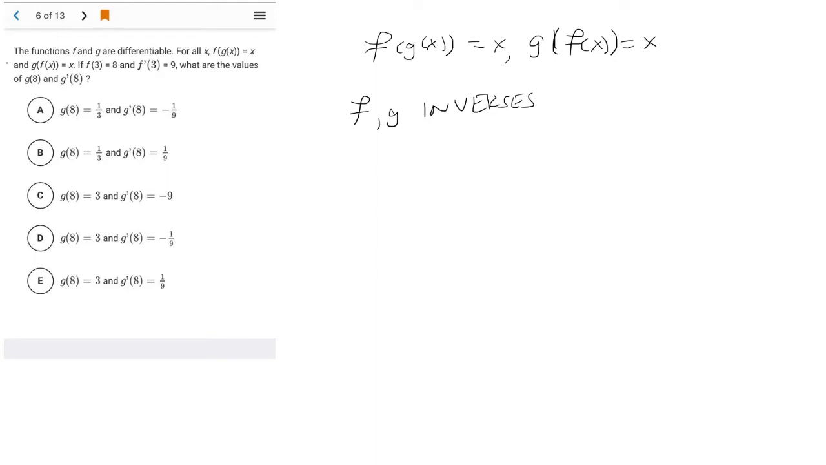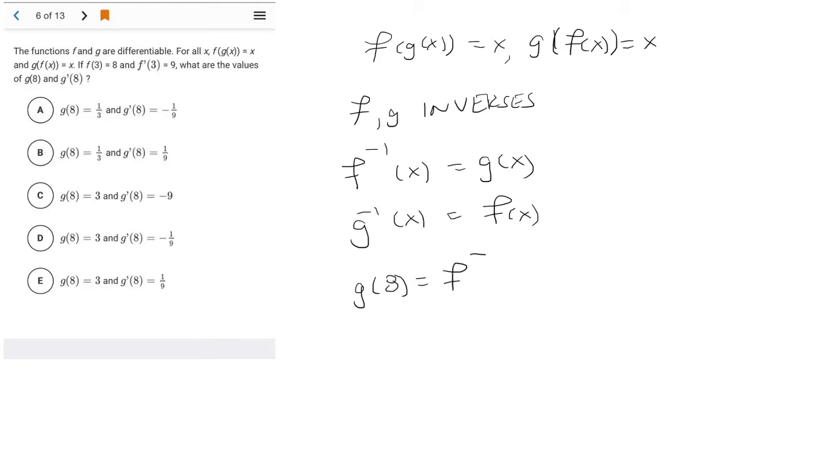So f of 3 is 8, f prime of 3 is 9. What are the values of g of 8 and g prime of 8? Okay, well, since f and g are inverses, that means the inverse of f is equal to g, and the inverse of g is equal to f. So when it asks to find the value of g of 8, well, that's the same thing as finding the f inverse of 8. Okay, so that's using this equality.